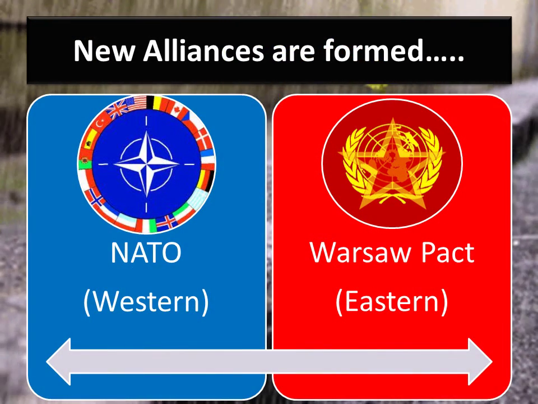So after Germany was split into the two new countries of West Germany and East Germany, new alliances were formed that reflected the growing division between countries in the West that were capitalist and countries that were in the East and were communist. And the countries in the West joined together in an agreement or a pact that was known as NATO, while the countries in the East joined together in an agreement known as the Warsaw Pact.